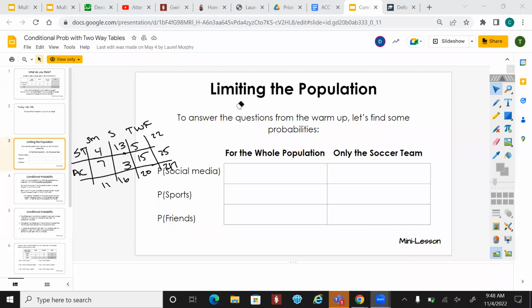Go ahead and write. We are going to answer some of these questions. So it says, for the whole population, how many people like social media? 11 out of the 47, right? So if we do 11 out of 47, 11 divided by 47, that's going to give us 23%.